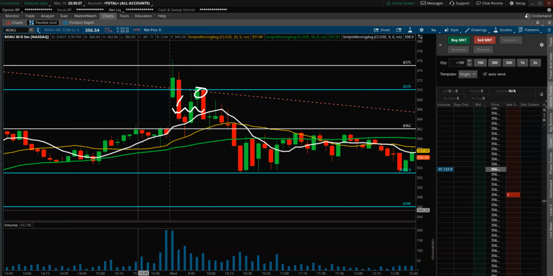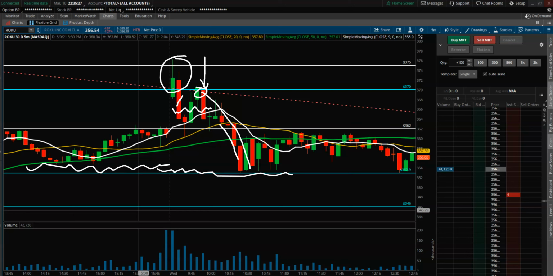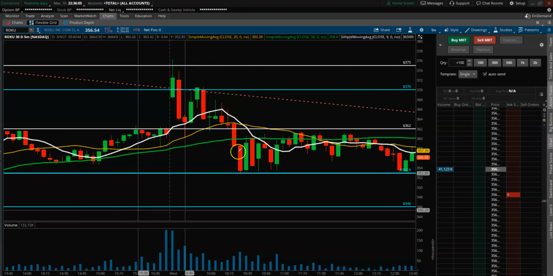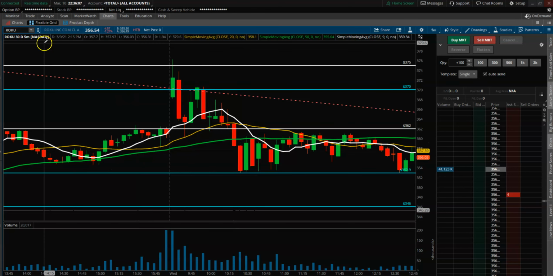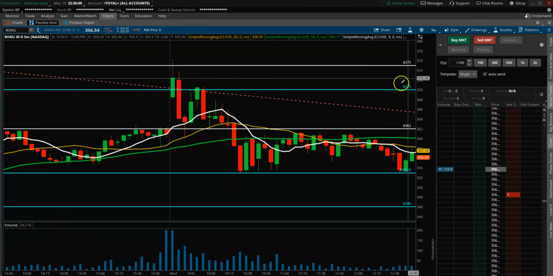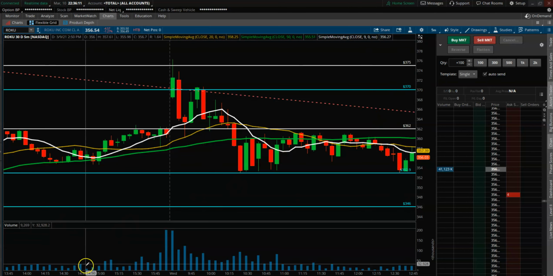So don't be entering puts here. Wait for it to pull back up, enter a put right here because it got rejected from the downtrend line, right? And then it would have been a nice play to the downside, and that's where the support came in. So you should be taking profits as you're approaching this support level. So that's how we trade. Keep it simple, make use of these key price levels.